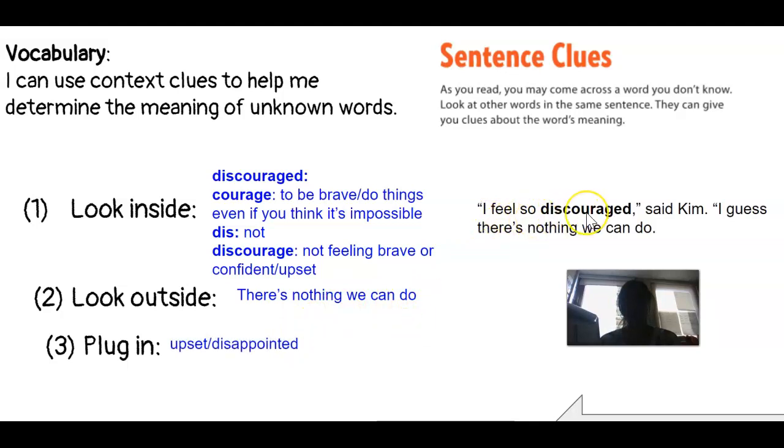"I feel so upset," said Kim. "I guess there's nothing we can do." Or "I feel so disappointed," said Kim. "I guess there's nothing we can do." We just used context clues or sentence clues to determine the meaning of the unknown word discouraged.